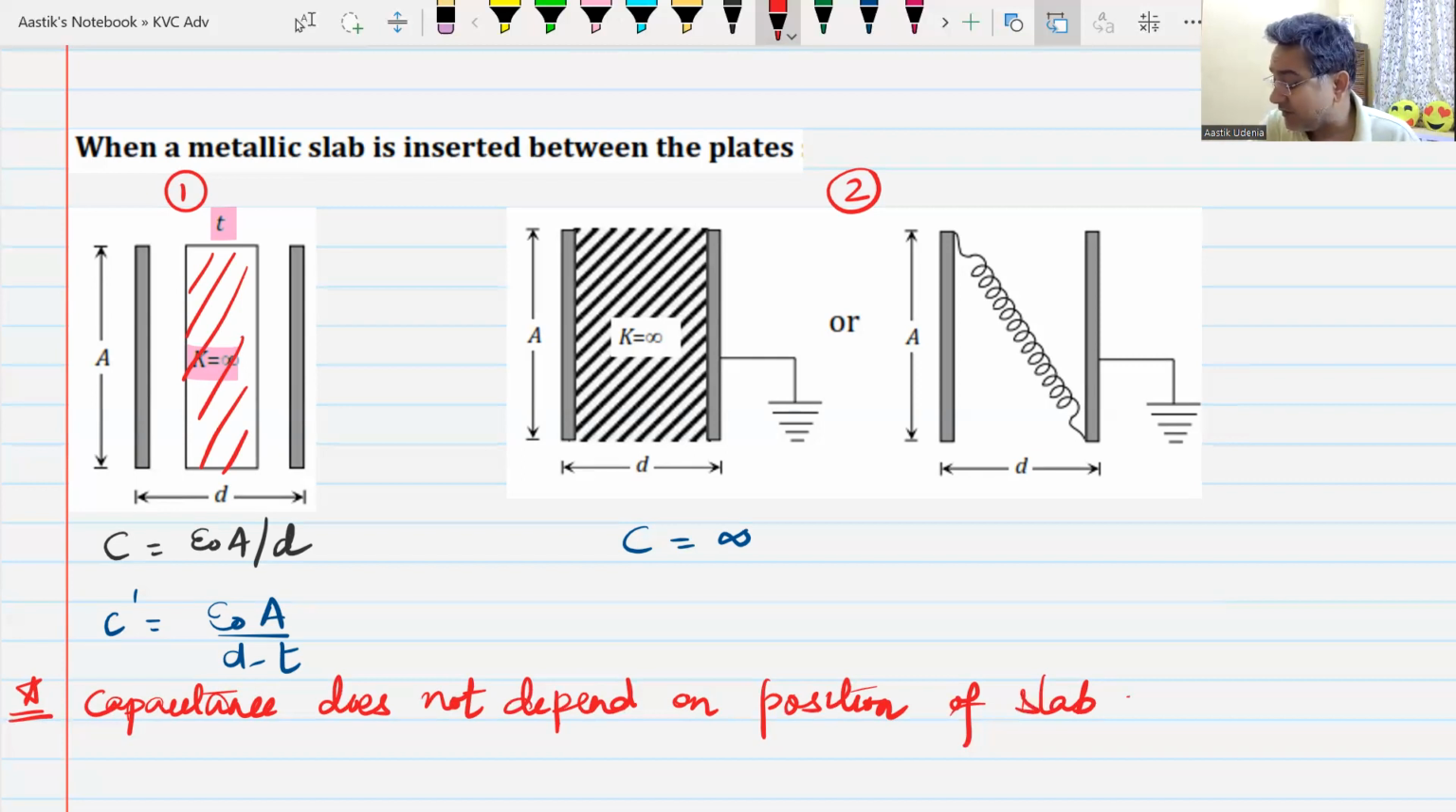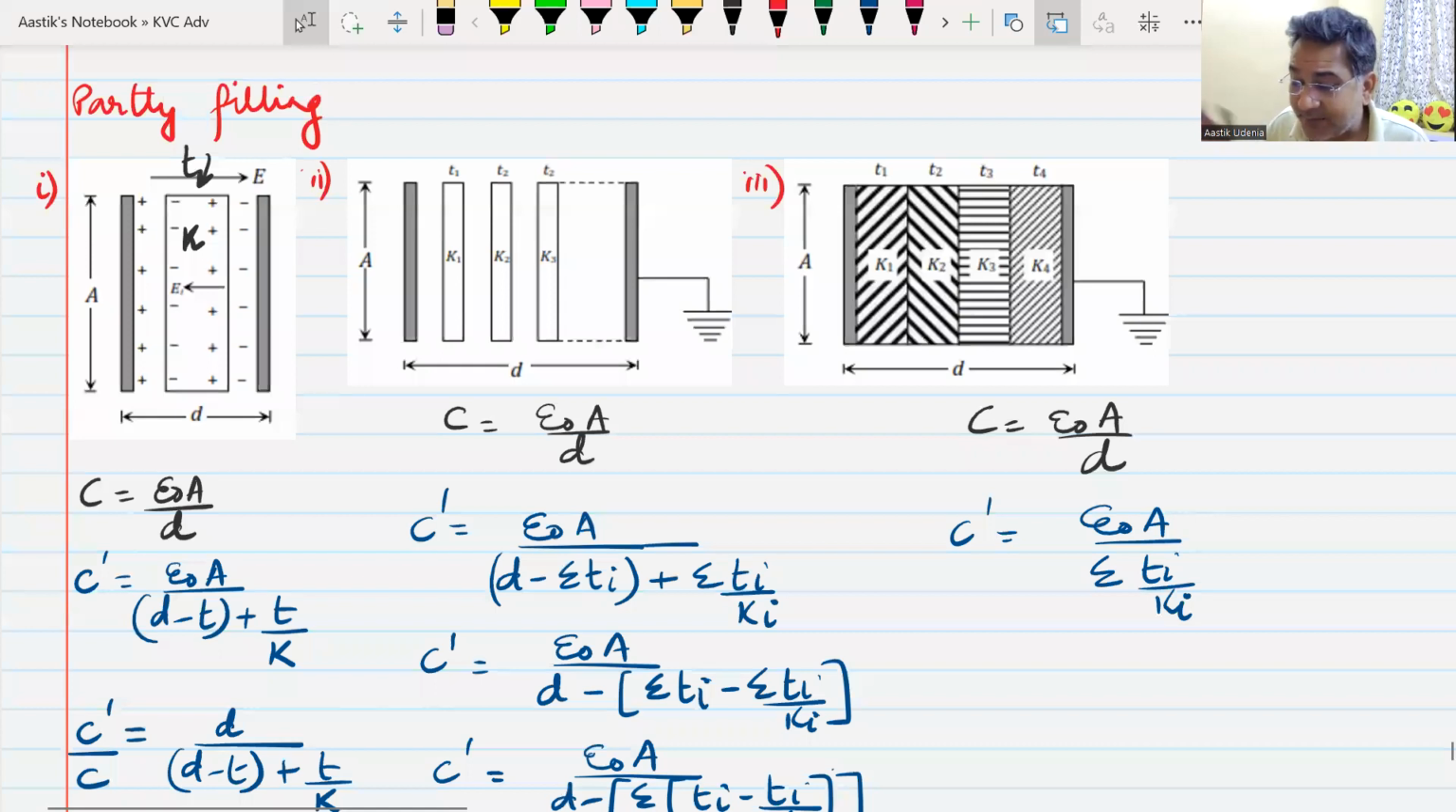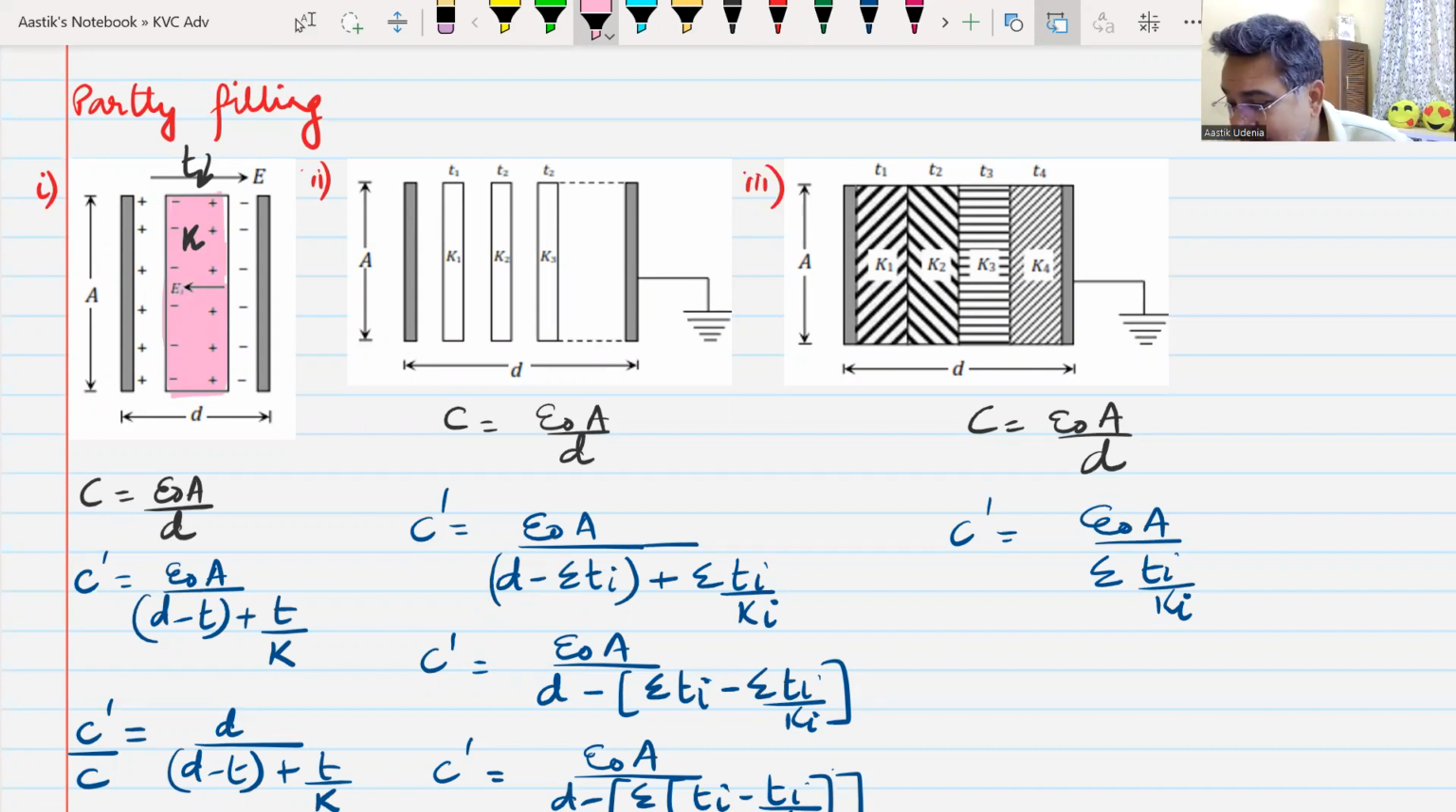Similarly, in all these previous cases, no matter where I place the dielectric slab, if I change the position of this slab and put it somewhere else, but I should not change the thickness and I should not change the dielectric constant, wherever I put it, the capacitance will remain same. Capacitance does not depend on the position of these slabs. Do we understand this? Can I have a raised hand from everyone that we understand this?